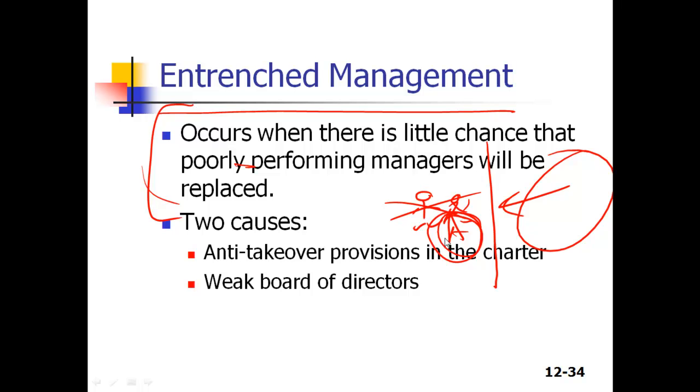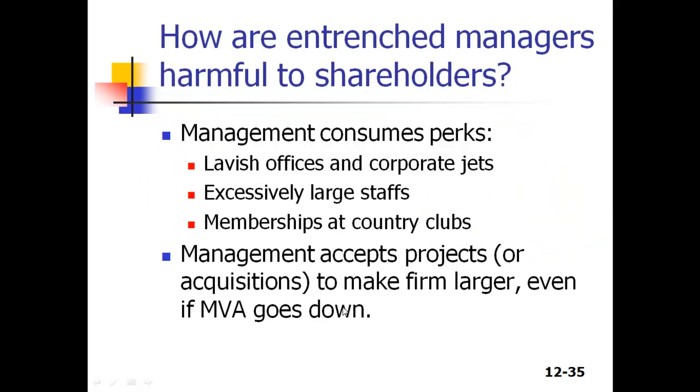What could that be? Making rules difficult. Okay, that's what we are going to talk about. There are these things called anti-takeover provisions, which we will talk about. And another issue is a weak board of directors, which we'll talk about. Now a basic question is, how are entrenched managers harmful to shareholders?